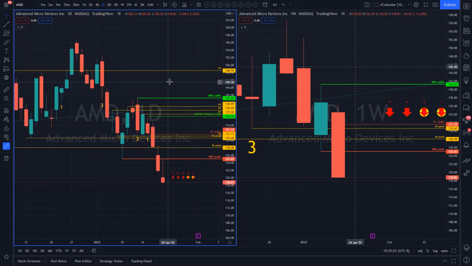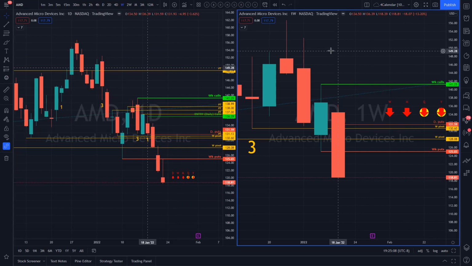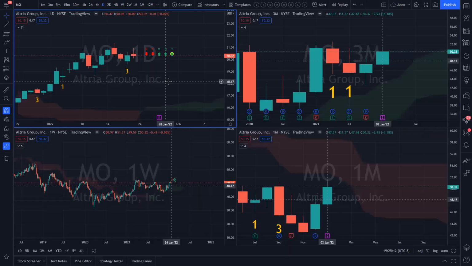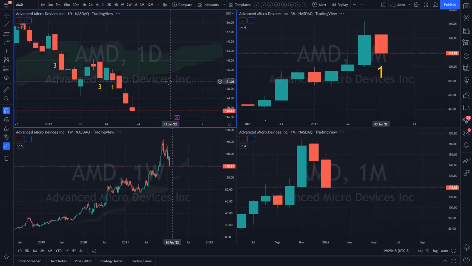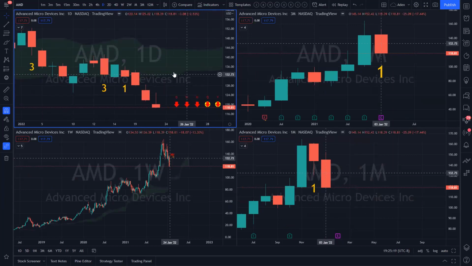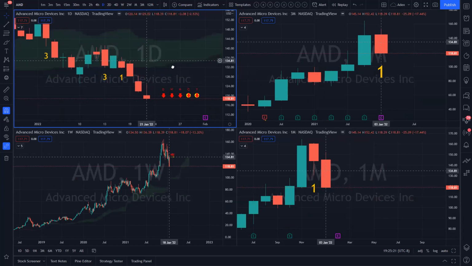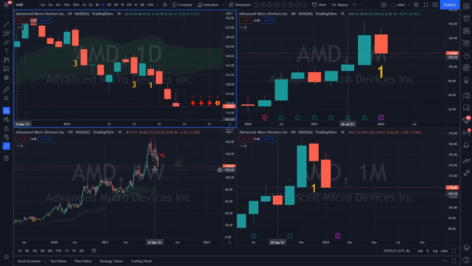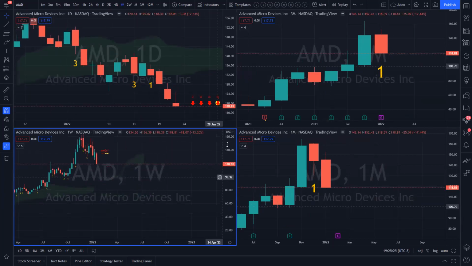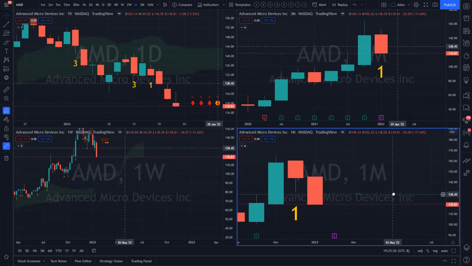All right, so what I'm going to do right now is I'm actually going to have a fresh chart so you can see exactly how I drew my pivots, okay?